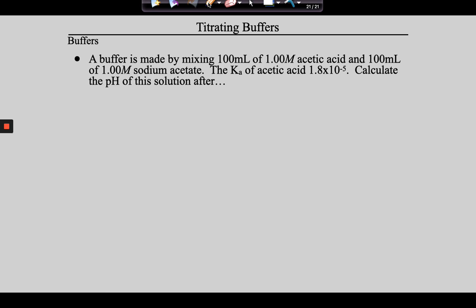Okay, y'all, don't write this down, but read it. It says you make a buffer by mixing 100 milliliters of acetic acid, 1 molar, and 100 milliliters of 1 molar sodium acetate. They give us the Ka, and then the question is this. Calculate the pH after, and the one that we're going to look at first is adding 50 milliliters of HCl.